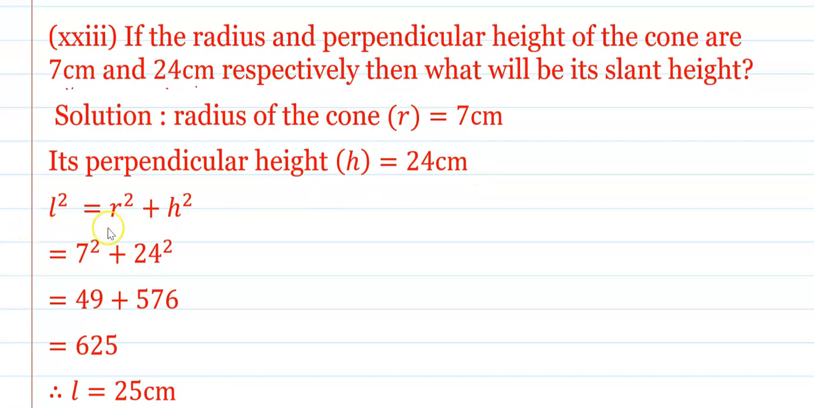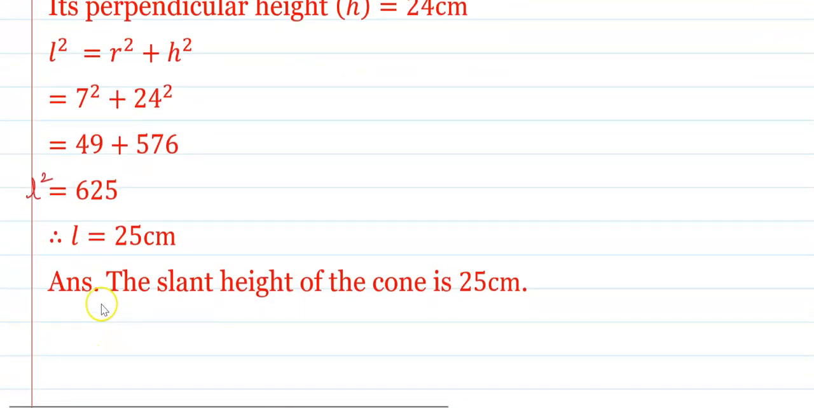Therefore, L square is equal to R square plus H square. R is 7 square, H is 24 square. 7 square is 49, 24 square is 576. If you add it, then you will get 625. It means that L square is equal to 625. L is equal to 25 centimeter, if we take the square root. And therefore, the slant height of the cone is 25 centimeter.